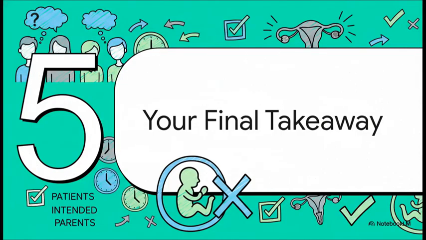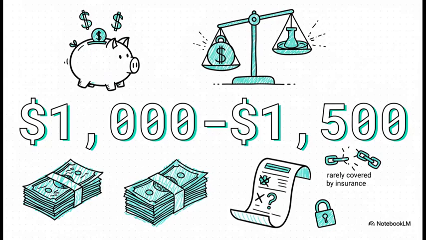So, okay, let's put all the pieces together. What should you, as a patient or an intended parent, really take away from all this? First, let's talk about the practical side of things. In the United States, the ERA test is going to set you back somewhere between $1,000 and $1,500, and it's almost never covered by insurance. That's a serious chunk of change for a test that doesn't have proven benefits.